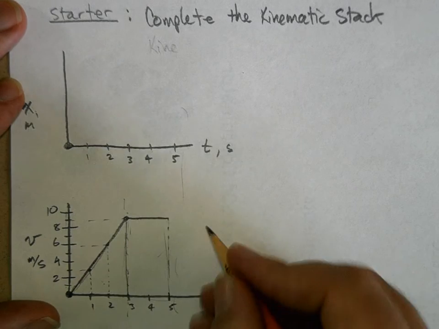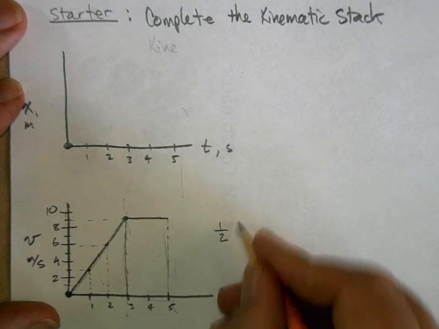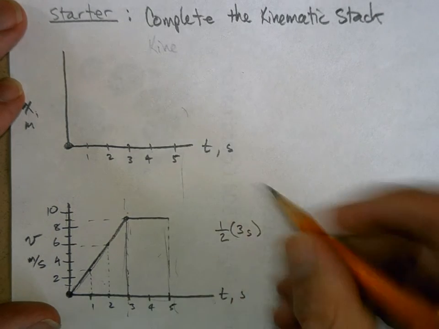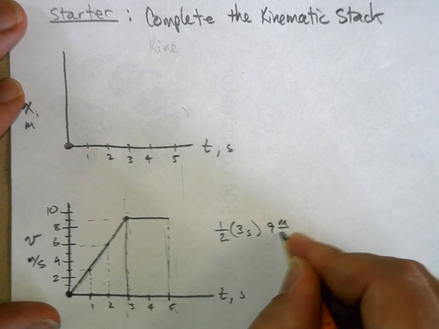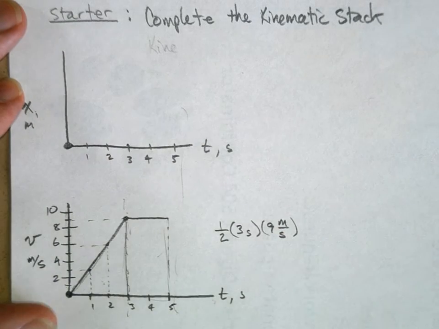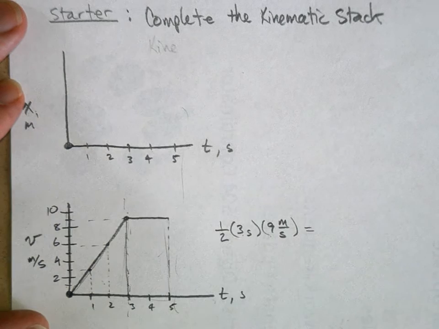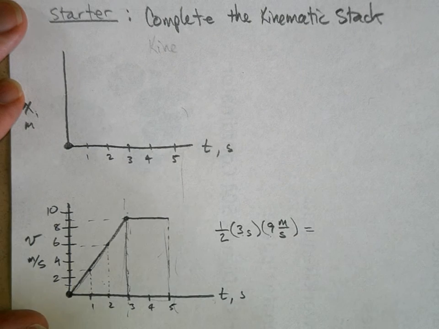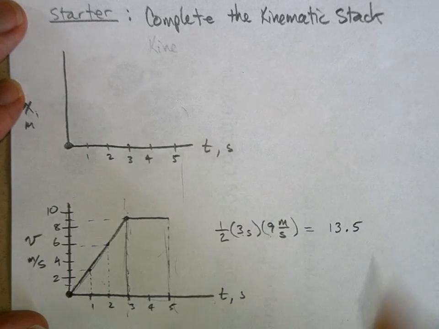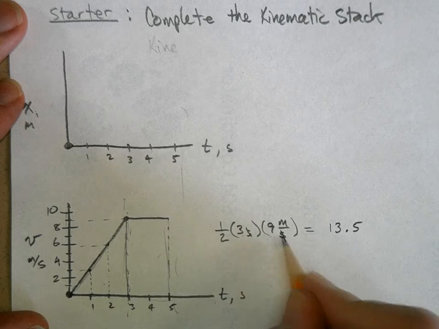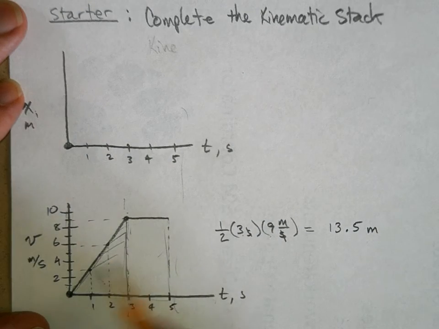So what is this triangle? Well, it's 1/2 the base times the height. So 1/2 the base is 3 seconds. And the height is 9 meters per second. Okay? Equals, well, what's 3 times 9? 27 divided by 2. So this is 13.5. And the seconds cancels the seconds, so I get meters. So that's the triangle here.